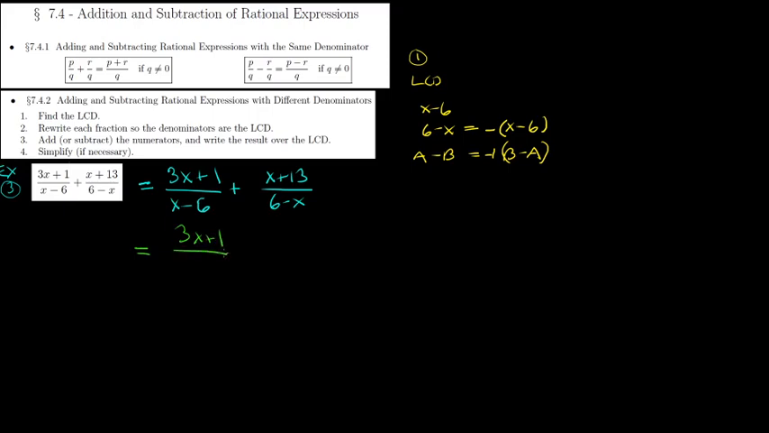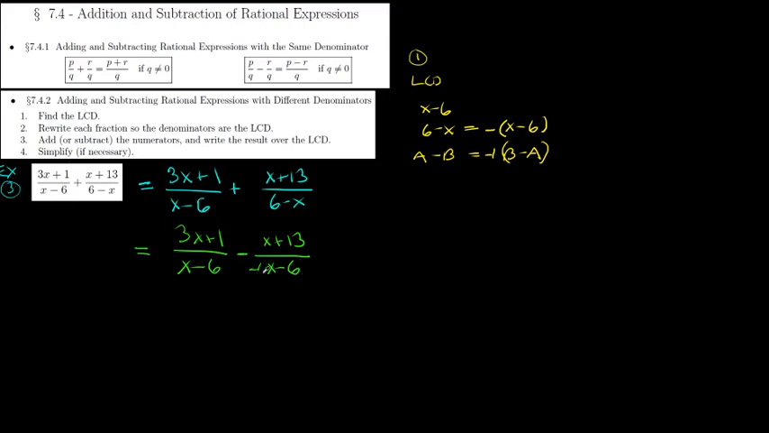So we still have (3x + 1)/(x − 6), and then we write this as (x + 13)/(−1 · (x − 6)). Since we have a negative in the denominator, we can bring that up front and just subtract instead of add. What was a −1 down here with a plus, when you add a negative, you're just subtracting.